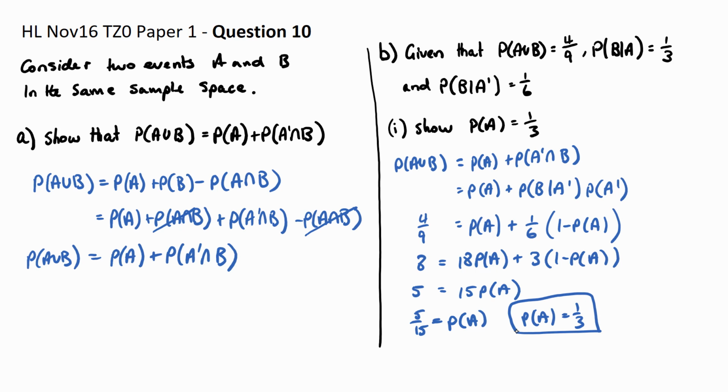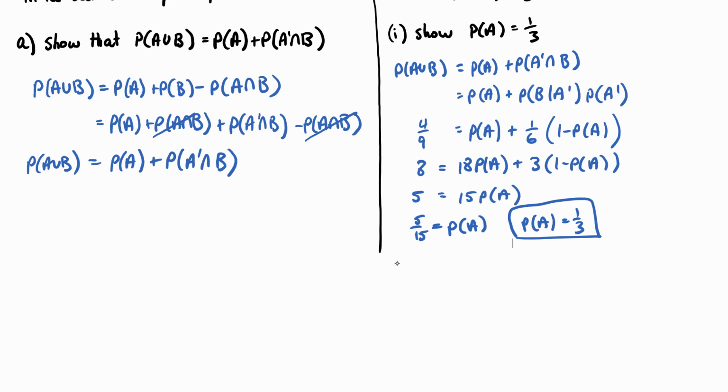Okay. Now for part 2. Let me get my black pen. So for part 2, it says, hence find the probability of B. So hence find probability of B.